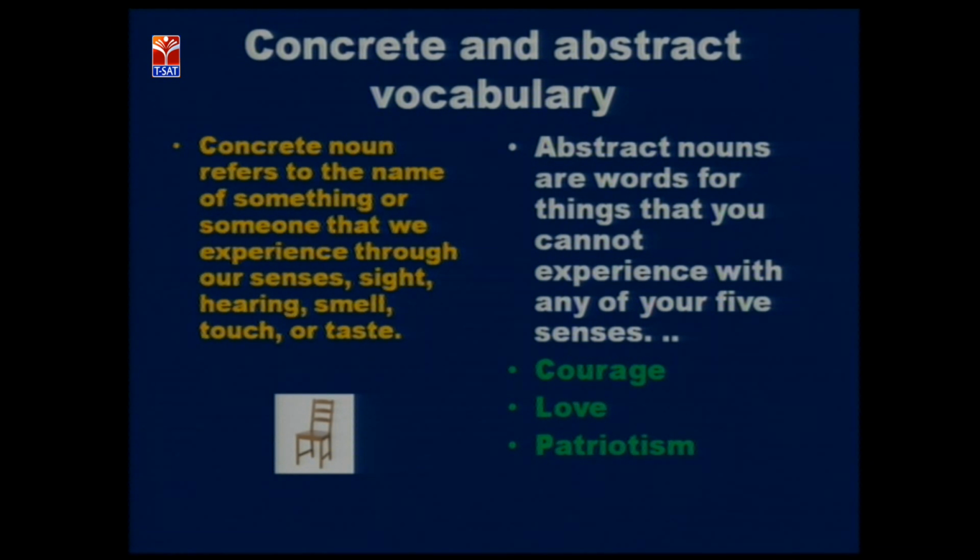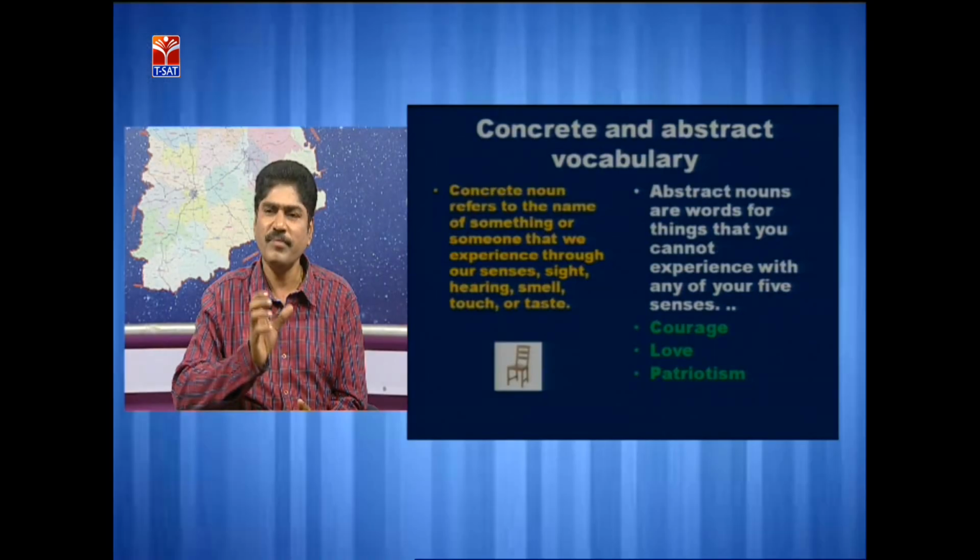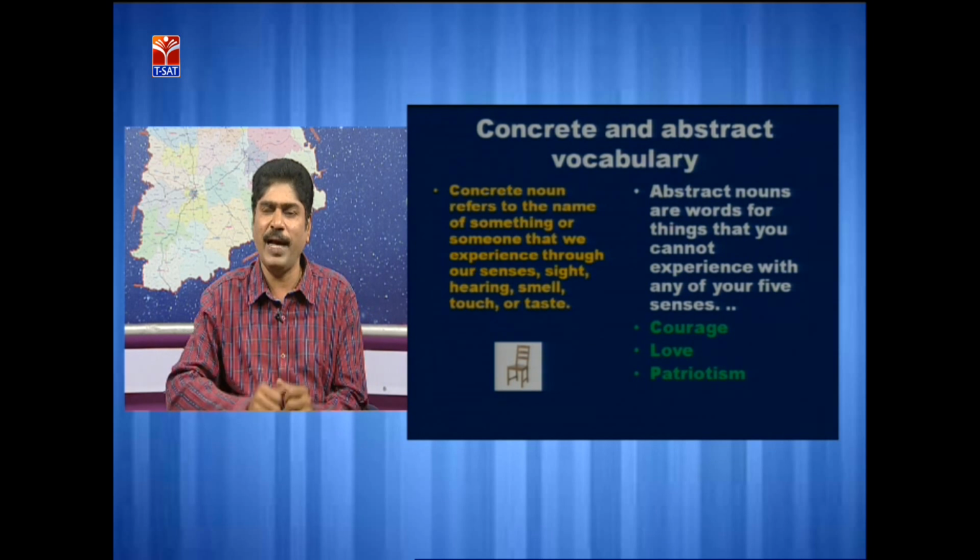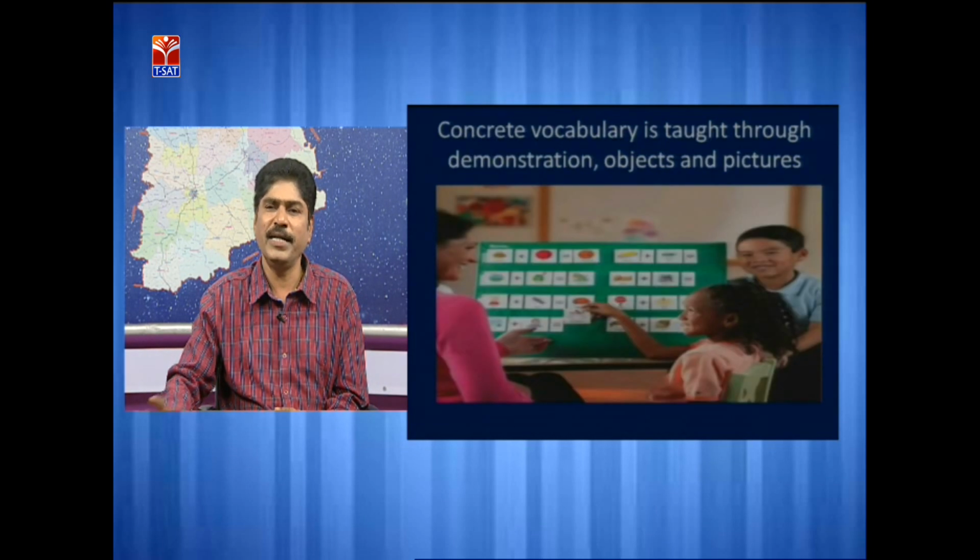Concrete nouns refer to the names of something or someone that we experience through our senses: sight, hearing, smell, touch or taste. Abstract vocabulary means the words for things that you can't experience with any of your five senses. For example, courage, love, patriotism. These are the words we call abstract vocabulary. These two types of vocabulary we teach to our students.